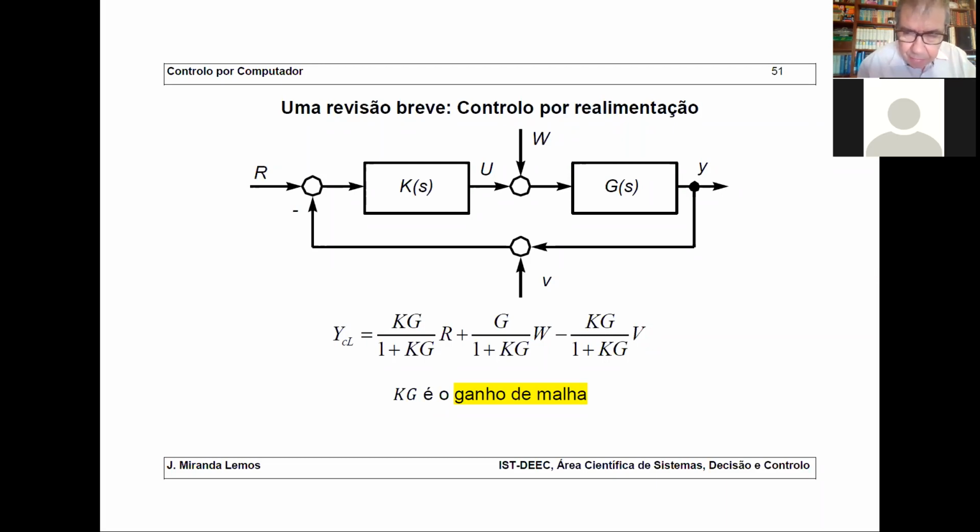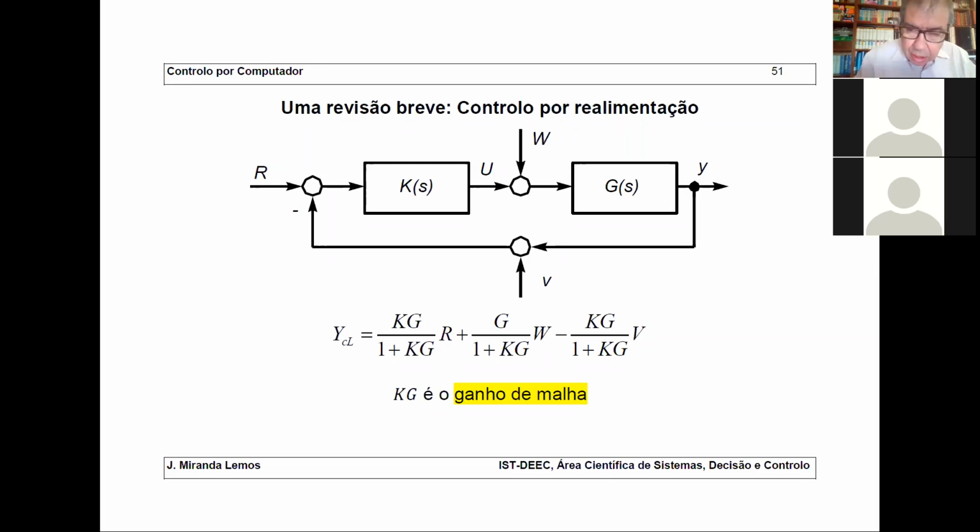Anyone has an idea? Okay. Yes, Leonardo. Loop shaping. Beautiful, okay? You should shape the gain of the closed loop system. Perfect, Leonardo. Okay, so and how should we shape the loop gain?